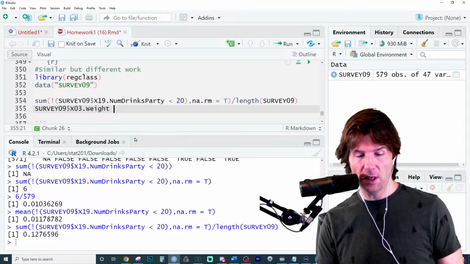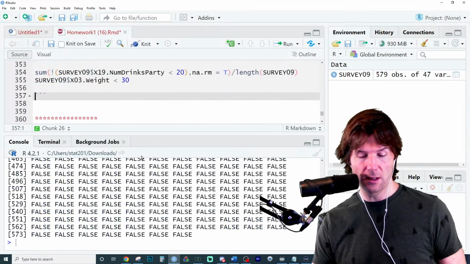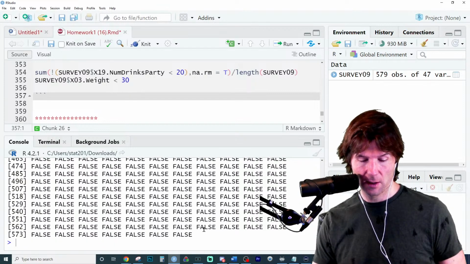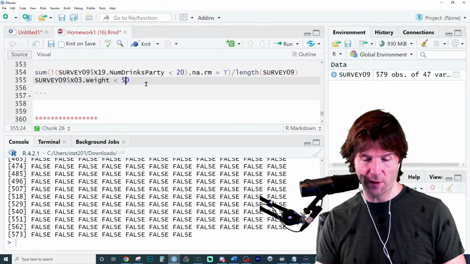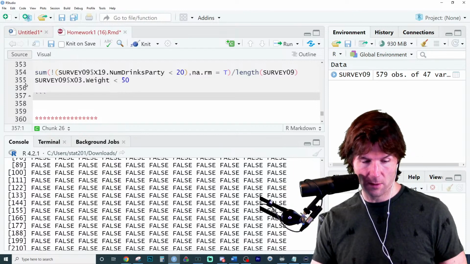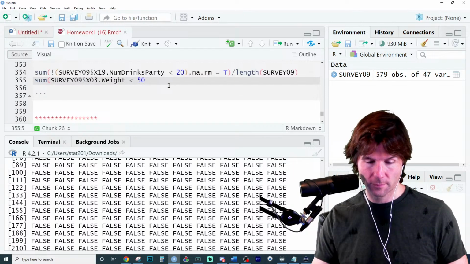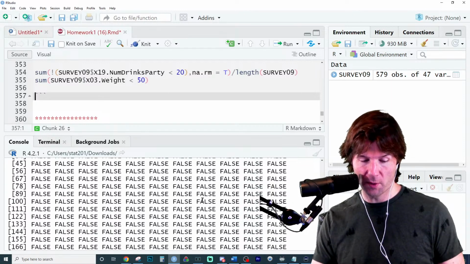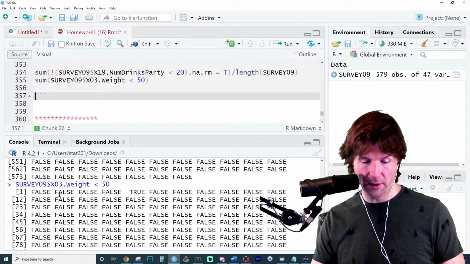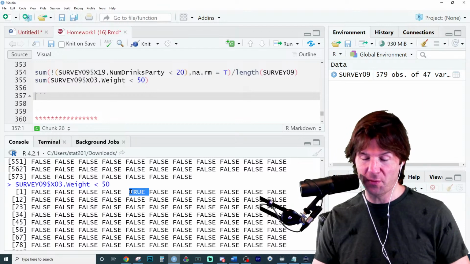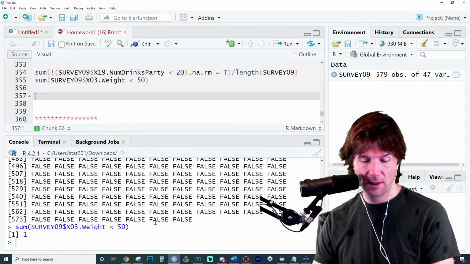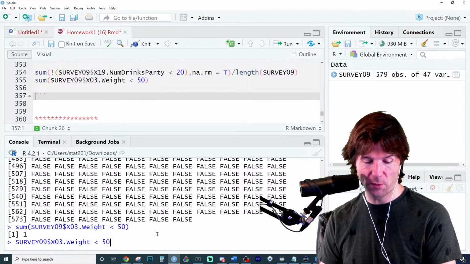But check this out. If we say weight is less than 30, do we see... Oh, we don't. Well, that validated. Here, let's go with 50. Well, we can do it quicker by doing some. One person. There they are right there. Oh, it's that person number 5 again. Person number 5, messing with our survey.